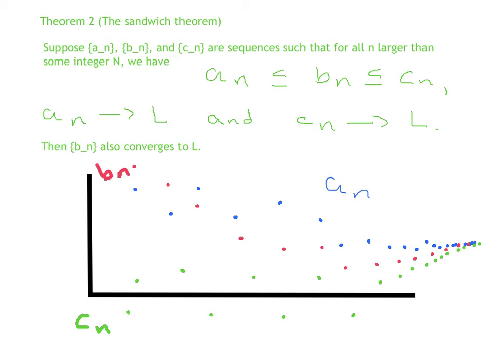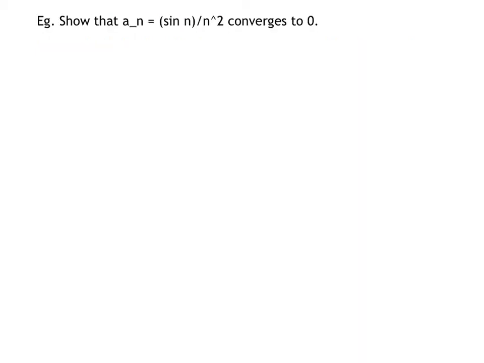By the way, I just noticed that I've reversed the roles of an and cn from what I've written up here, where cn is the one which is bigger. So hopefully that's not too confusing. So let's see what we can do with the sandwich theorem.